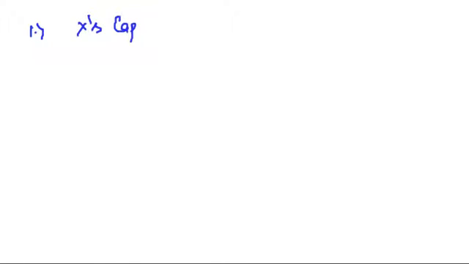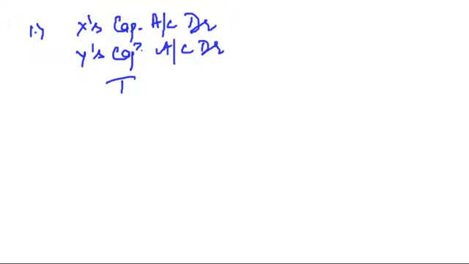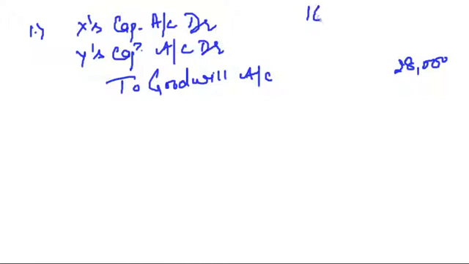X's capital account debit, Y's capital account debit, to which account? Goodwill account. What is the amount of goodwill? 28,000. In which ratio will this goodwill be written off? In the old ratio, that is 4:3. That comes to 16,000 and 12,000. What will be the second entry?